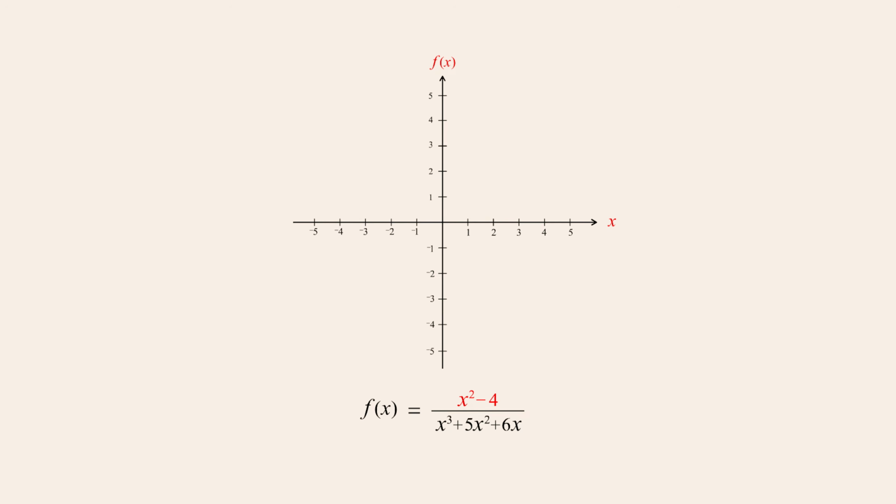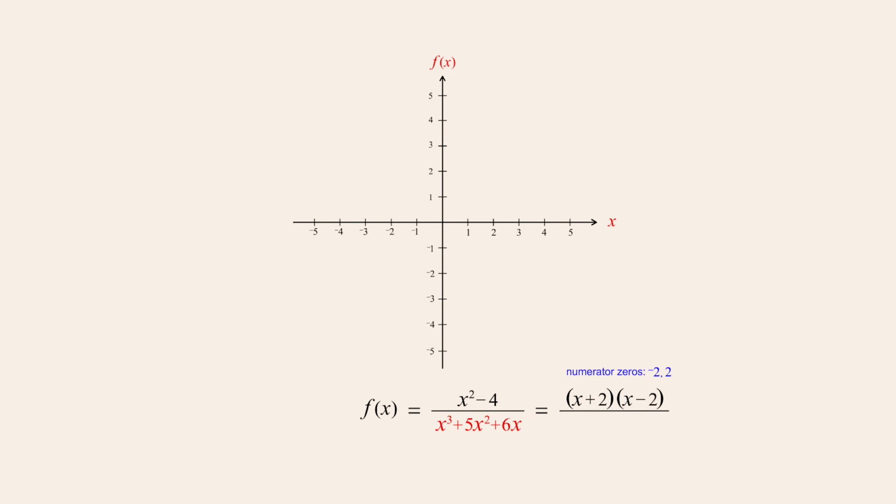Factoring the numerator x squared minus 4, we get x plus 2 times x minus 2. Any x value that causes any one of these factors to be 0 will cause the numerator to be 0. And so that x value will be a 0 of the numerator. Since the first factor is 0 when x is negative 2, negative 2 is a numerator 0. Likewise, the second factor is 0 when x is positive 2, and so positive 2 is also a numerator 0.